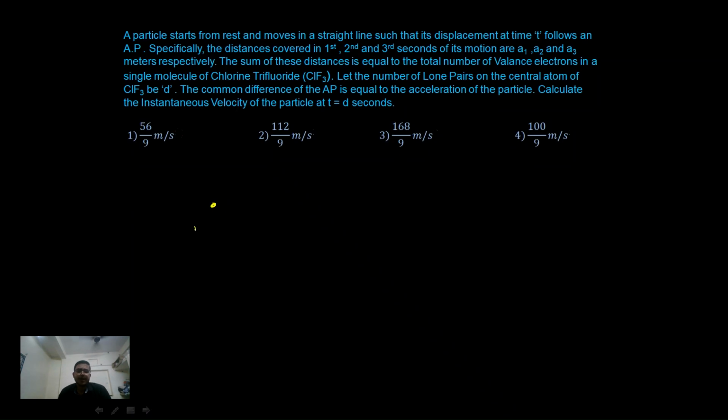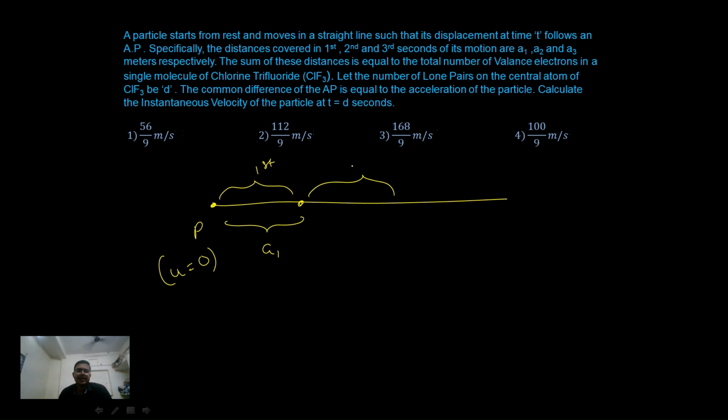There is a particle which starts from rest, means u is equal to 0. Now it moves in a straight line such that its displacement at time t follows an AP. Means for the first second, I can say it is traveling A1. For the second, it is traveling A2. Next, for the third second, it is traveling A3.